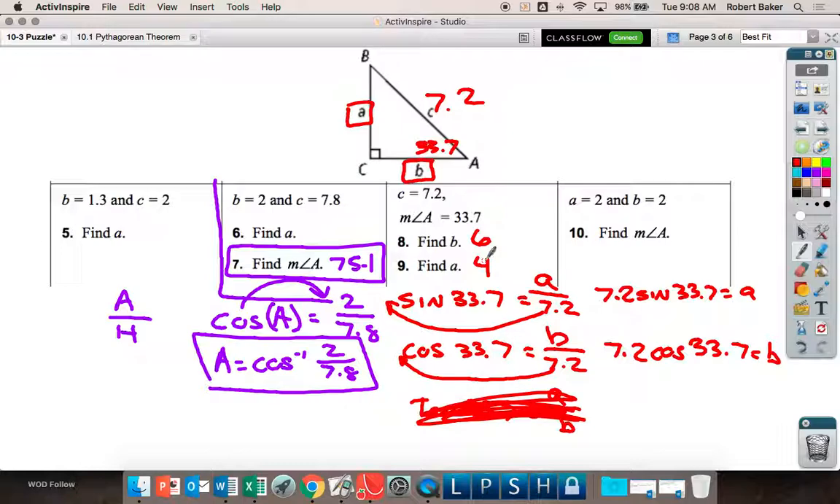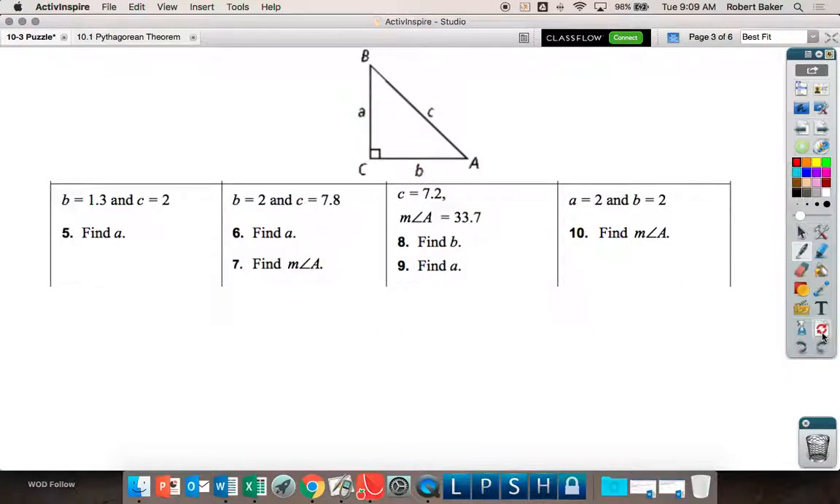So number 5 is Pythagorean Theorem. I think you're going to be fine with that. Let's look at number 10. Make sure you have those answers down because I'm about to erase them. You good? Number 10 says A is 2 and B is 2. Find the measure of angle A.